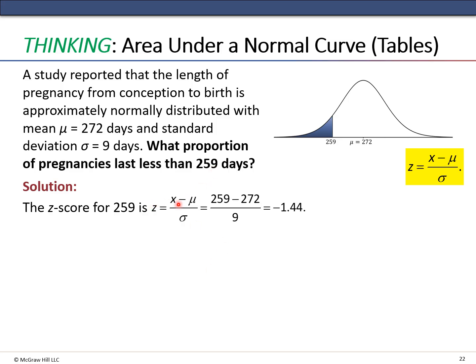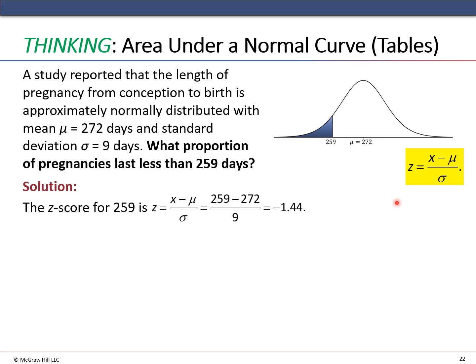So our x value is 259, our mean is 272, our standard deviation is 9. We just plug in the values and we get a value of negative 1.44, which is what we'd expect, right? We'd expect this to be negative because the mean here is 272. We're less than that, so it should be to the left of the mean, and the z-scores represent the standard deviations from the mean. So this is about 1.5, not quite 1.5 standard deviations less than the mean, okay?